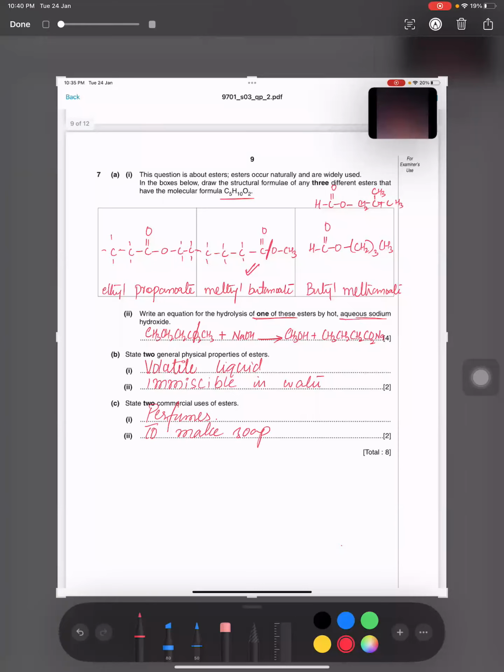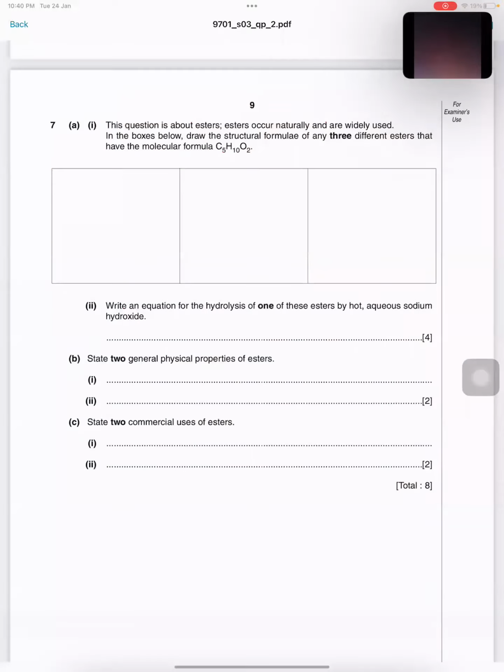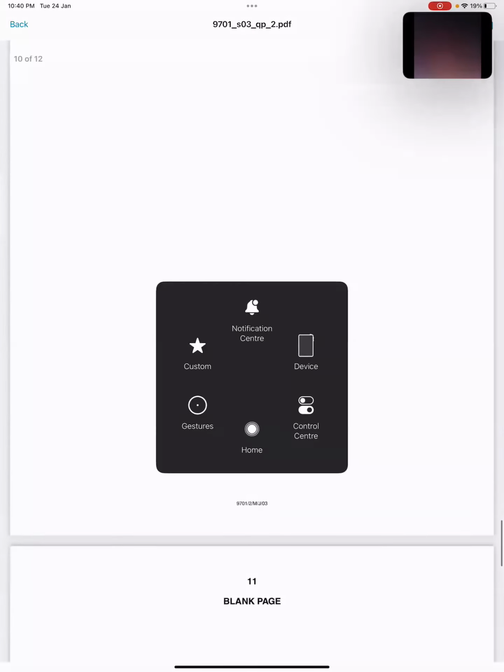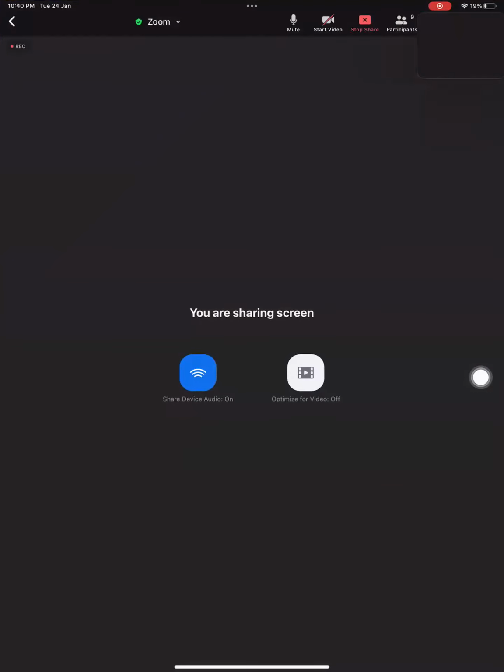Any problem in this question बच्चों? होपफुली आप लोगों के आंसर इसी से मिलते जुलते आ रहे होंगे. अगर आपको कोई प्रॉब्लम आ रहा है इस आंसर में तो आप मुझे बता सकते हो.